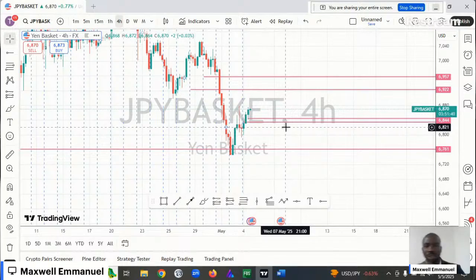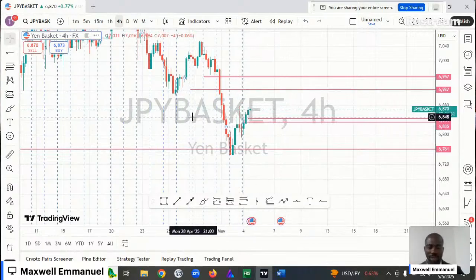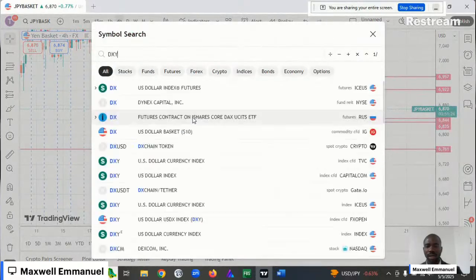So look for sales on JPY pairs. On most JPY pairs, you have JPY as the counter, so you should look for sales. Okay, so that's my take on the yen baskets. Next instrument is dollar index, DXY.